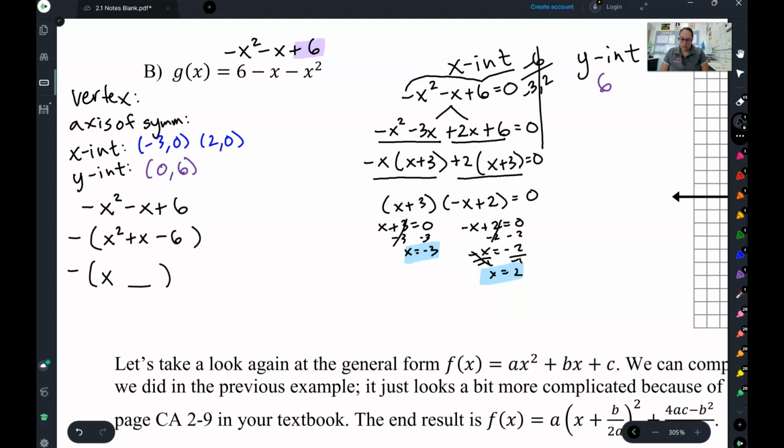So I'm going to want that. That's my vertex form. Remember the first step, we always take our middle number, divide it by 2. So that's going to be a 1/2.